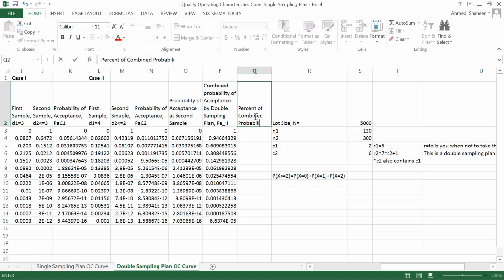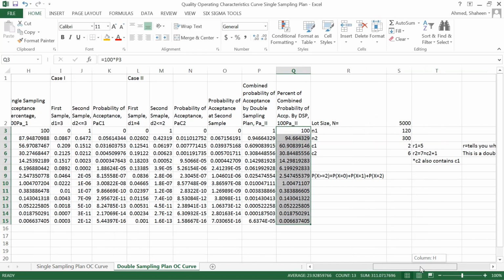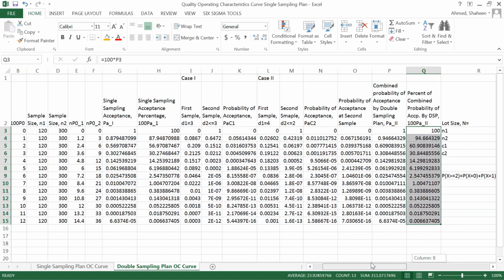probability of acceptance by double sampling plan, I'm going to shortcut it: 100 times PA, probability of acceptance, in the second try. So this is basically equal to 100 times this probability. Probability is out of 1. We are expressing this out of 100, which makes it a little easier to understand.